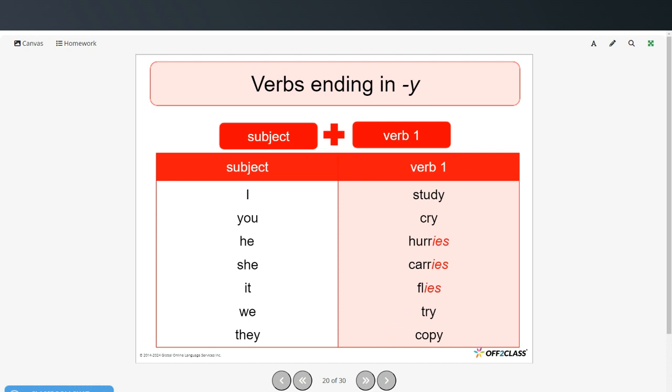So here are some examples. I study, you cry, but he hurries, I-E-S, she carries, I-E-S, and it flies, I-E-S. And then for we and they, we go back to the basic form of the verb. We try, they copy.